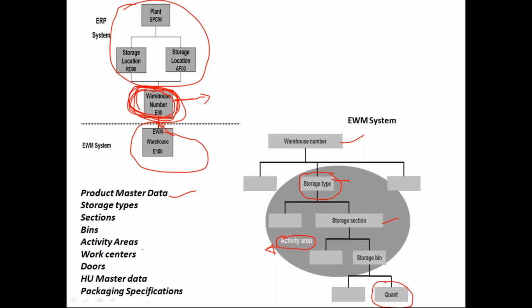That means within a warehouse also, only specific areas I want to implement this procedure. Specific areas I want to implement this cycle count. Specific areas I don't want to implement cycle count. It's a normal physical inventory procedure I would like to follow. So that is possible. That can be differentiated with these activity areas.